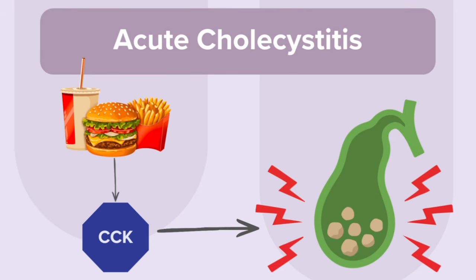Why does this pain get worse after fatty meals? Well, when we eat something fatty, the body releases a hormone called cholecystokinin, commonly referred to as CCK. And CCK tells the gallbladder to contract. Now, if there is a gallstone blocking the duct, that contraction increases pressure, and that's what causes the pain. So anytime you see worse after fatty meals, I want your brain going straight to the gallbladder.